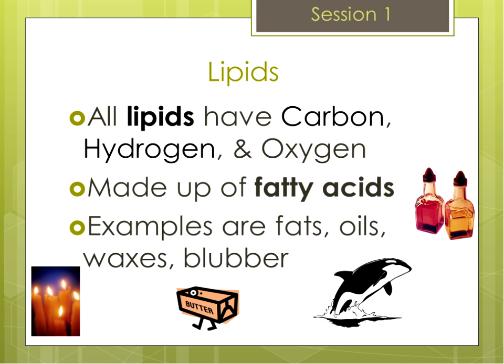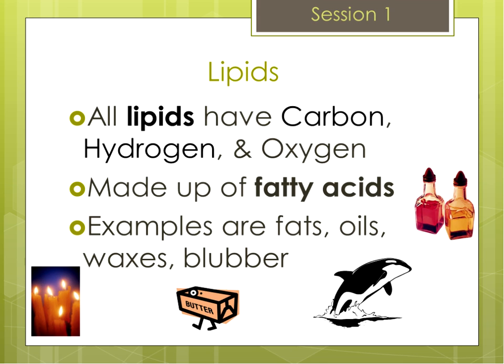Next is lipids. This is another complex organic compound, and lipids also have carbon, hydrogen, and oxygen, so those same three elements that are found in carbohydrates. Lipids are going to be things like fats, oils, waxes, blubber, and they are primarily made up of fatty acids. That is the building block of a lipid, fatty acids and glycerol.